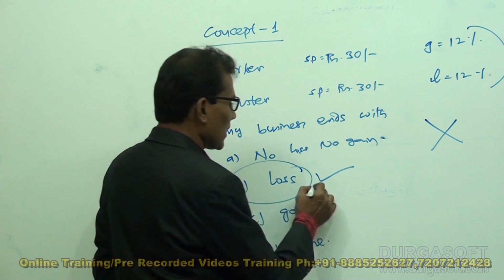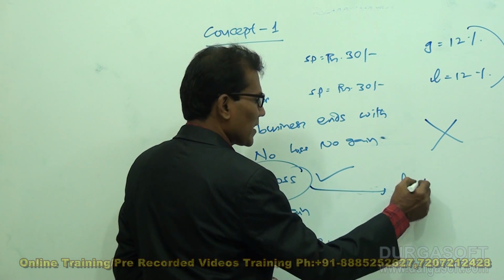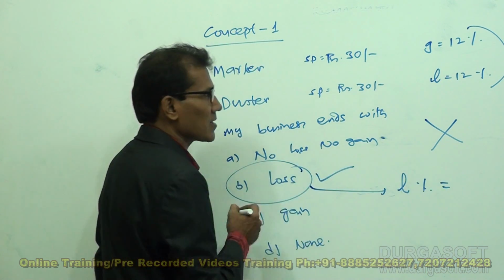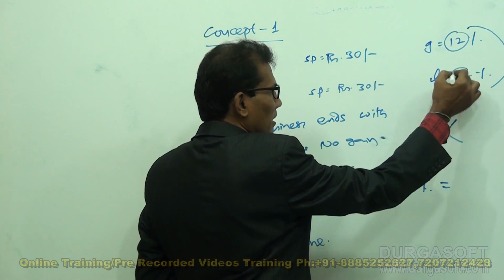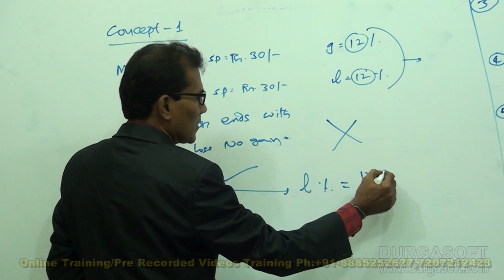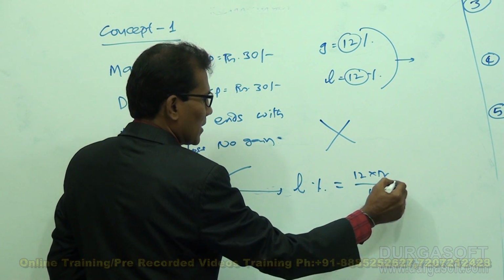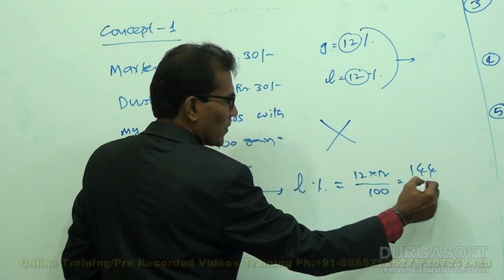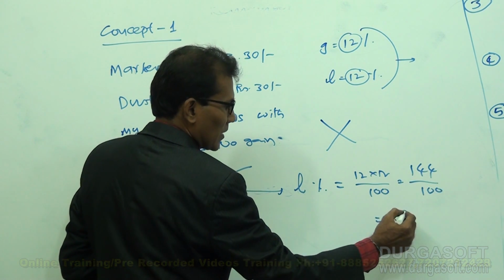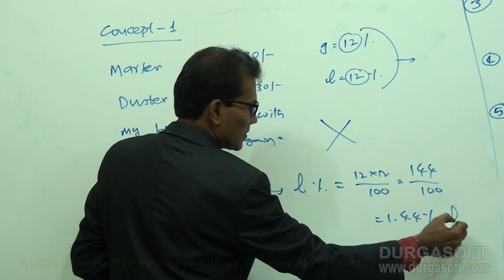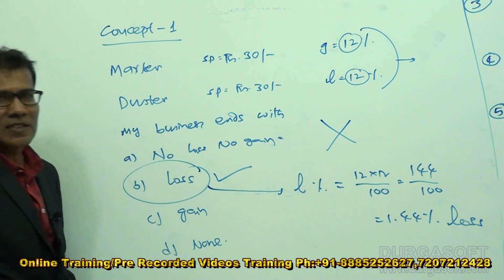Here we can calculate the loss percent also. The easy technique to calculate the loss percent is just multiply these 2 numbers and divide by 100. The loss percent is 12 into 12 divided by 100. 12 into 12 is 144 divided by 100, which is going to be 1.44% loss. This is the concept 1.